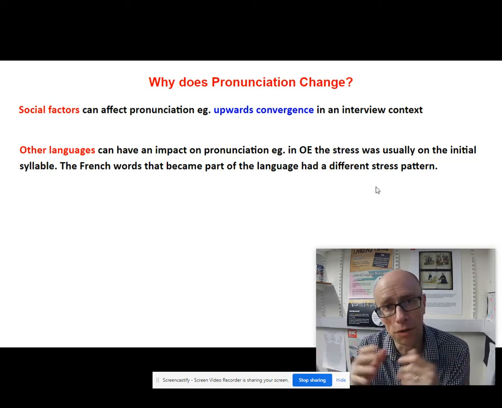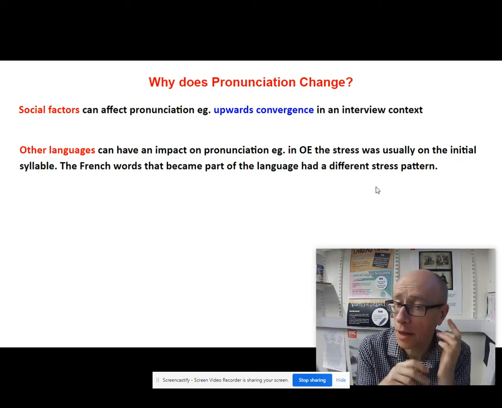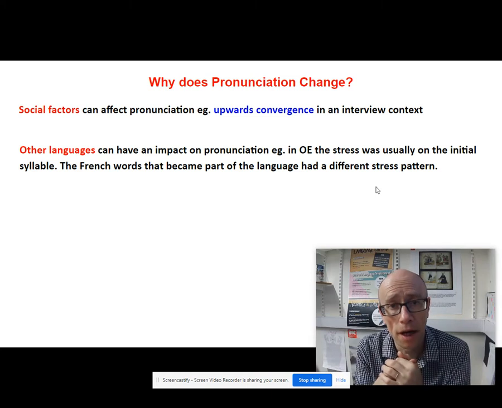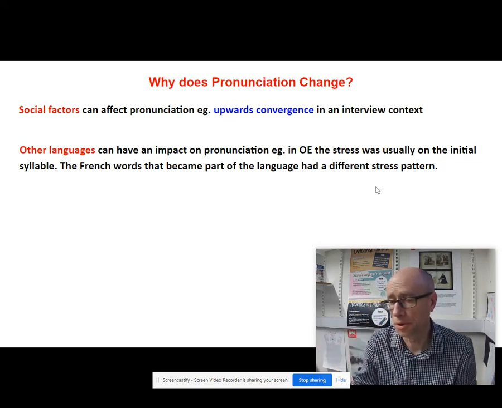French came in, all those words came into the language, something like 10,000 of them during the Middle English period. And French would have a different stress pattern. Often in polysyllabic words anyway, French words have a stress on the second syllable, so important, like that. So the stress syllables have changed.